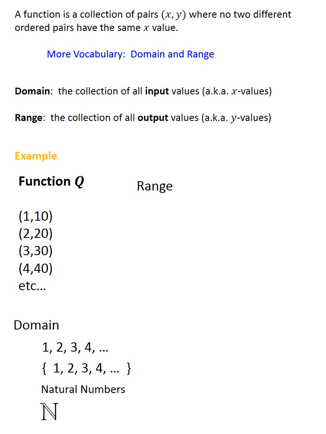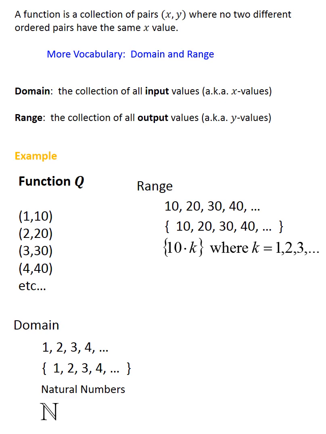The range, being all of the output values, is obviously all the y values: 10, 20, 30, 40, 50, 60, and so on. To be more formal, we could put these in braces. Let me show you a couple of even more mathematically formal or more proper ways of expressing the range. Notice that all the numbers in this set can be represented as 10 times 1, 10 times 2, 10 times 3, 10 times 4, and so on. Or more generally, 10 times k, where k is any natural number: 1, 2, 3, etc.